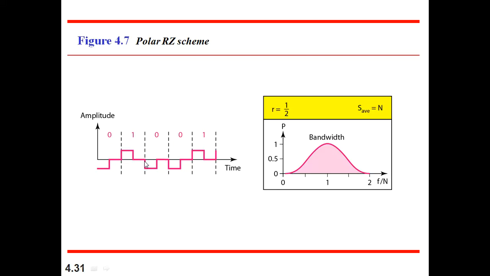Whereas here also, why is it moving towards the negative voltage? Because the next bit is 0, so it should move towards the negative voltage. Since the next value is 1, from the zero voltage it is moving towards the positive voltage, taking the transition exactly at the middle of the pulse, and moving towards the zero voltage. So this is how the polar RZ scheme will work. Here you can observe in the graph, its rate is 1 by 2, the average is equal to n, and it requires more bandwidth as shown in the diagram.